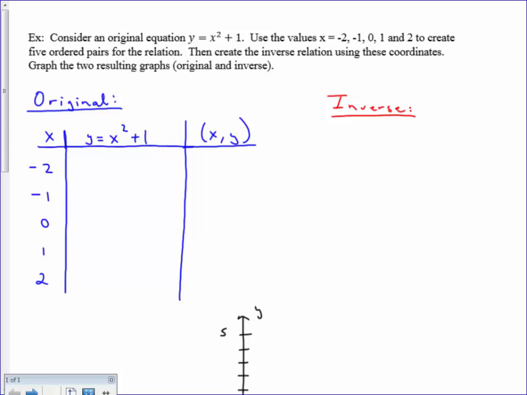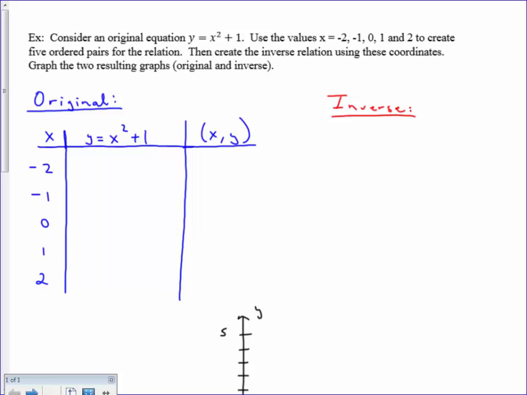By definition, inverse relation means interchanging the first and second coordinates of a set of ordered pairs. This will create an inverse relation. So in general, if I'm being asked to either graph or find the equation of an inverse, then I want to find the ordered pairs for what I would call the original equation and then switch them.